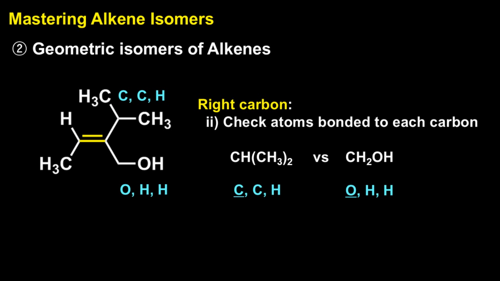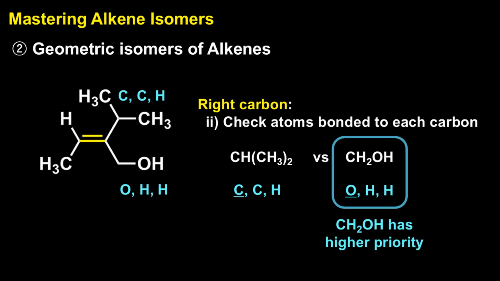Now all we have to do is compare the highest atomic number in each group. Carbon has atomic number 6, and oxygen is 8. So oxygen takes the lead. That means the CH2OH group has higher priority than the isopropyl group.